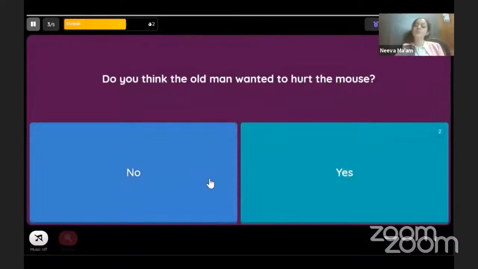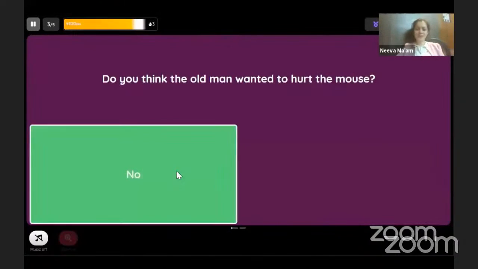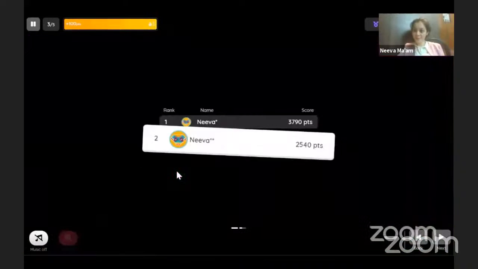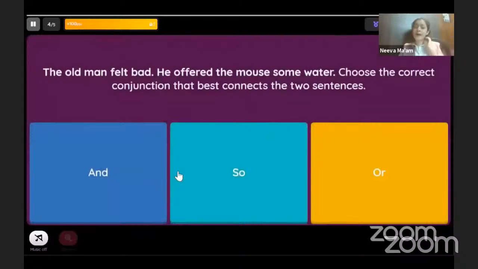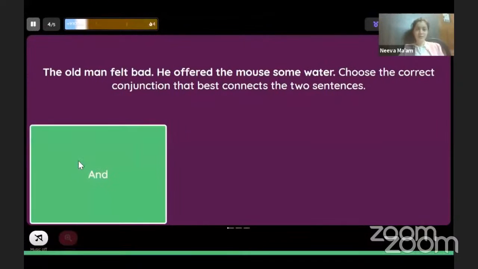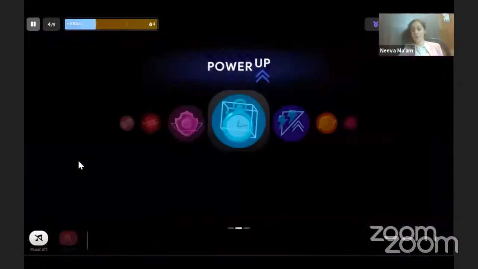Okay. Do you think the old man wanted to hurt the mouse? Yes or no? No, right? Of course, he didn't want to hurt the mouse. The mouse was like family to him, probably his only friend in the house. The old man felt bad. He offered the mouse some water. Choose the correct conjunction that best connects the two sentences. What is the answer? Is it and, so, or? The old man felt bad and he offered the mouse some water.